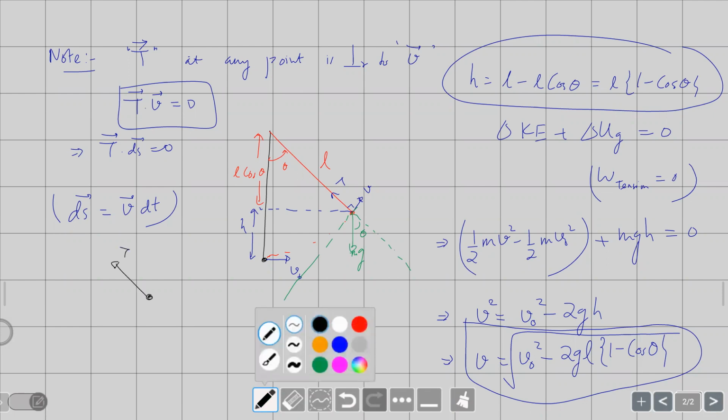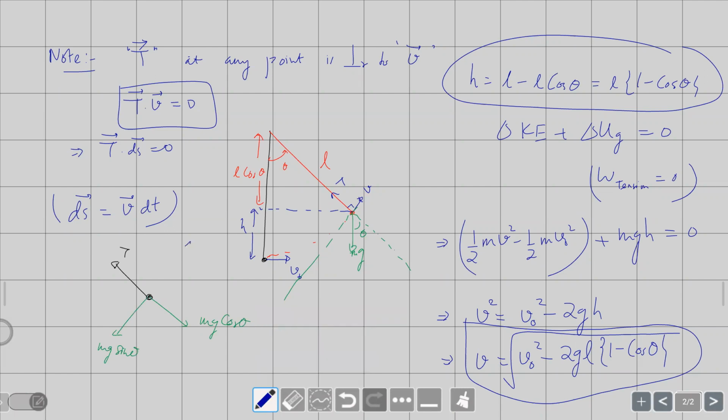So on resolving mg, what are the components of mg we get? We get this component of mg is how much? Mg cos theta. You see from that end. Okay, and this component of mg will be mg sin theta. Right. Or ये उसका circular path. This is the tangential direction of the circular path. So it's going like this.